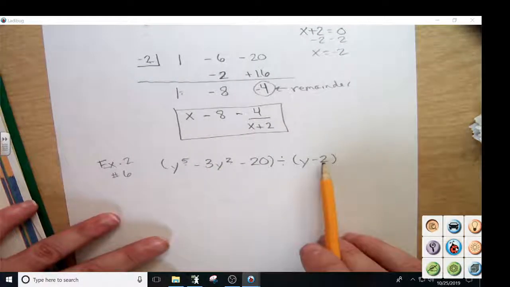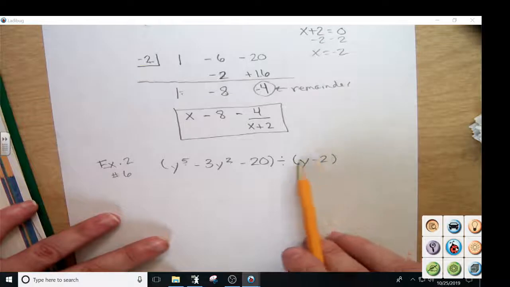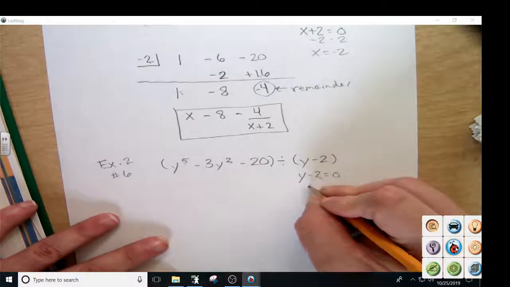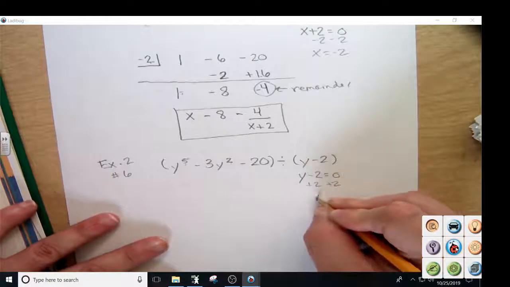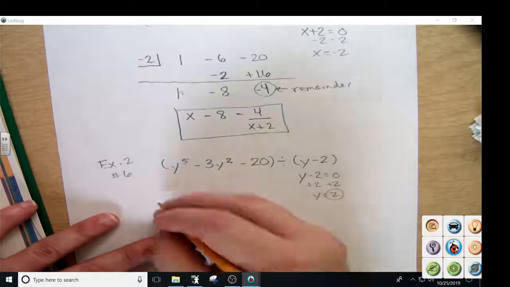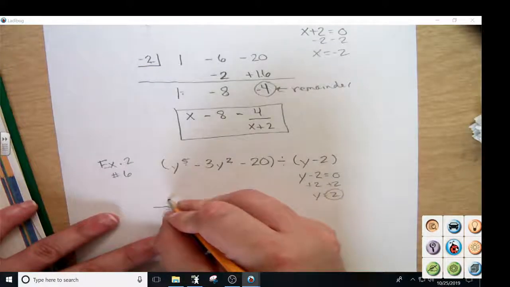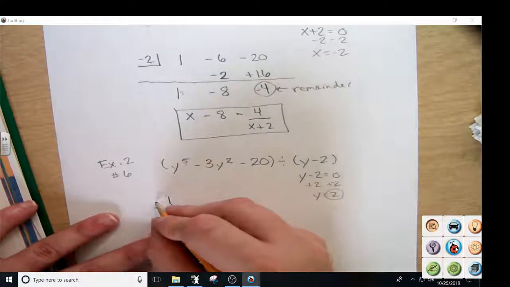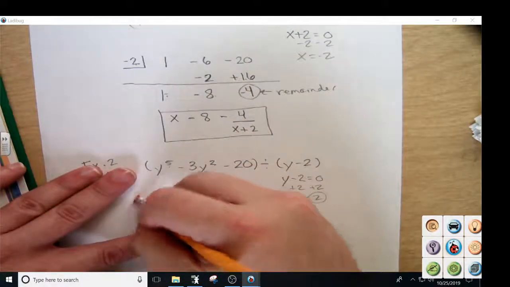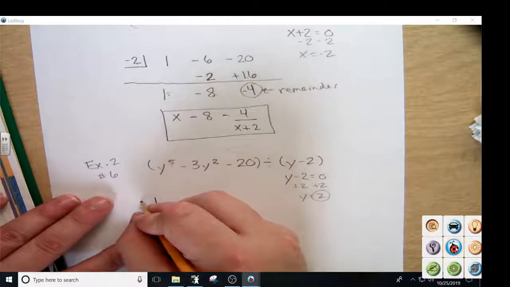Let's go ahead and get our divisor here. So what we're going to do is set this equal to 0. So y minus 2 equals 0. Add 2 to both sides. And y equals 2. So this is going to be your little number that goes in your little right angle box here. So we're going to put 2 here. Let me make sure that you see that pretty well.